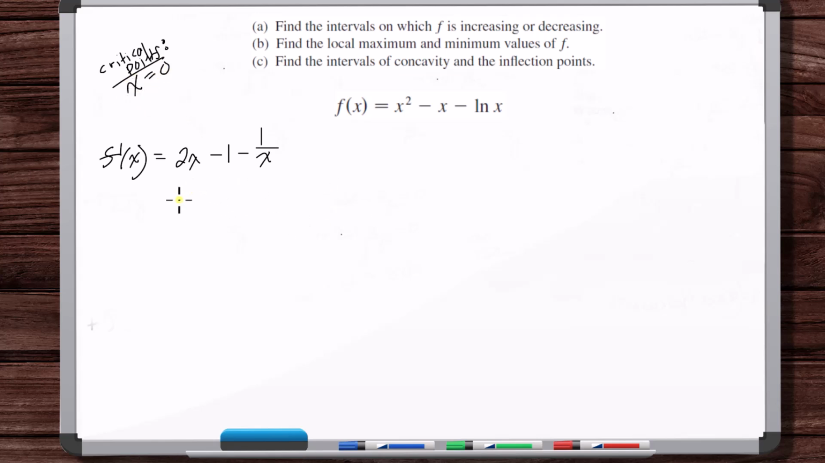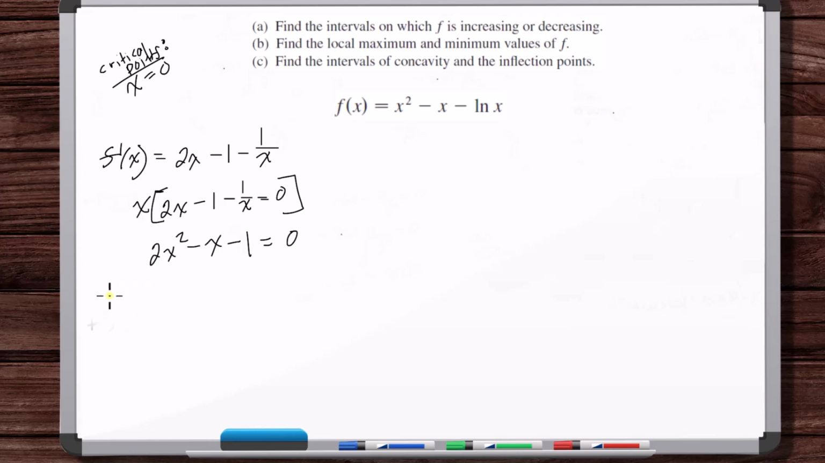Another would be, we need to solve for when the first derivative equals 0. Okay, so let's multiply this by x. So you've got 2x squared minus x minus 1 is equal to 0. Okay, so can we factor this? So 2 times minus 1 is minus 2. So minus 2 plus 1 is minus 1.